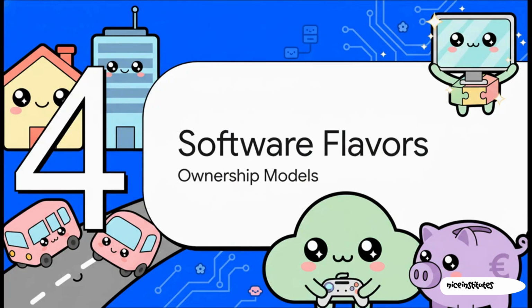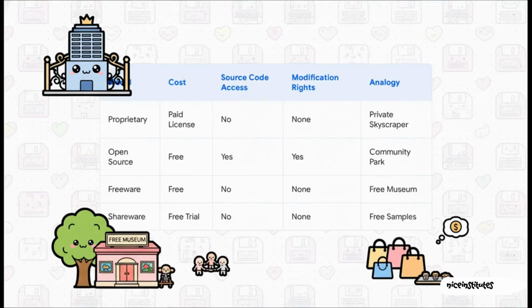So we've got our buildings and we've got our infrastructure, but who gets to build them and who actually owns them? Well, this brings us to our final section, the different models for how software is created, distributed, and even paid for. This chart breaks it all down perfectly. First up, you have proprietary software. That's your private skyscraper. Think Microsoft Windows. You pay for a license, you get a polished product, but the blueprints are kept secret.